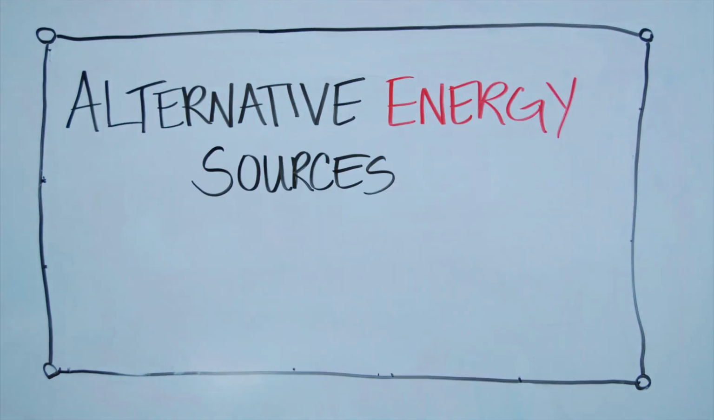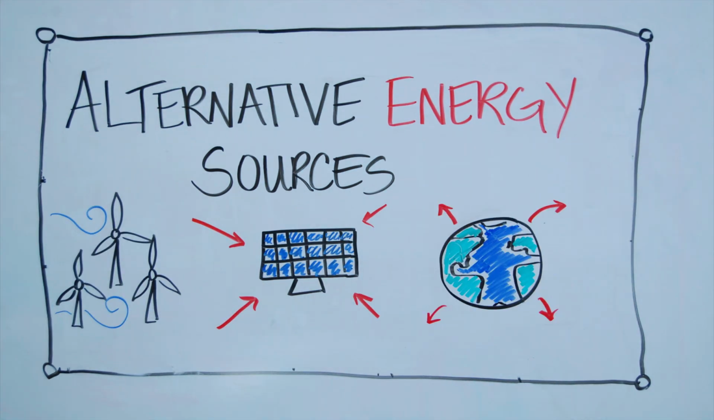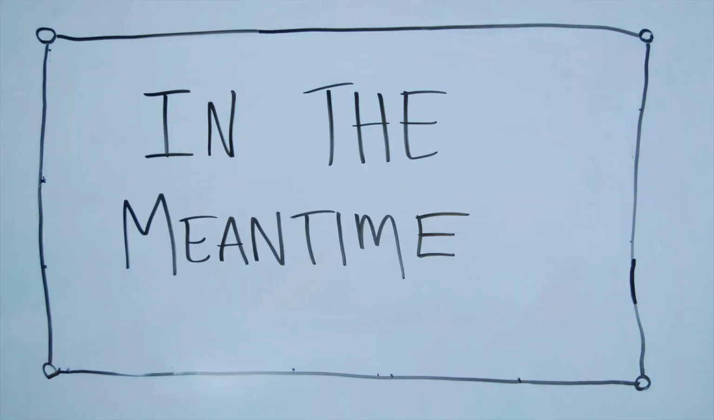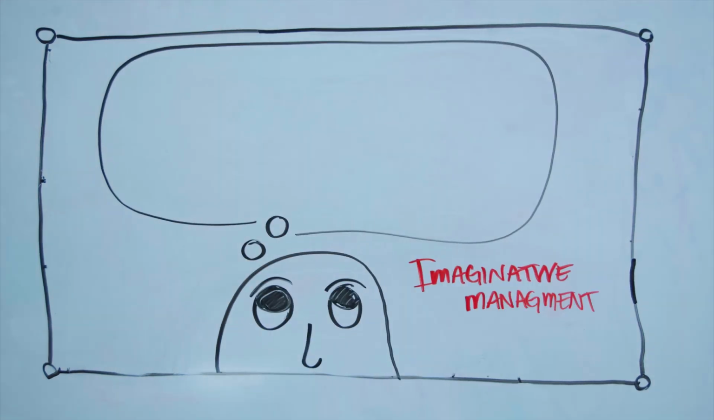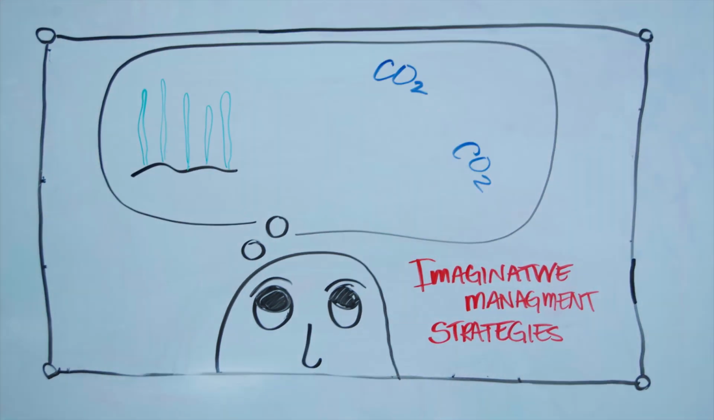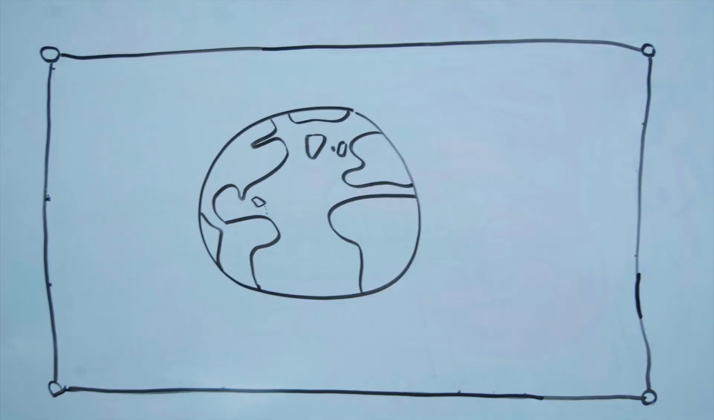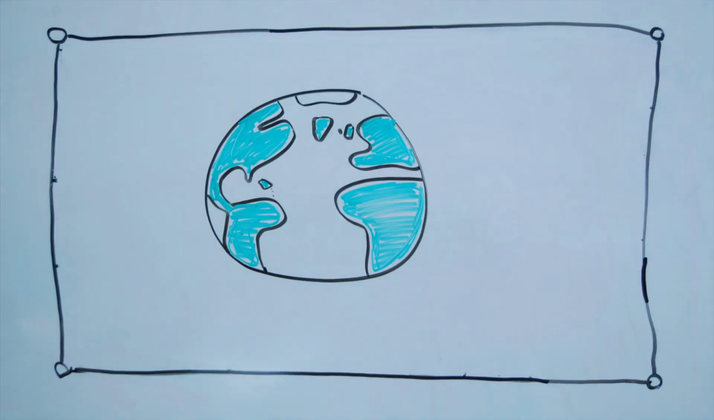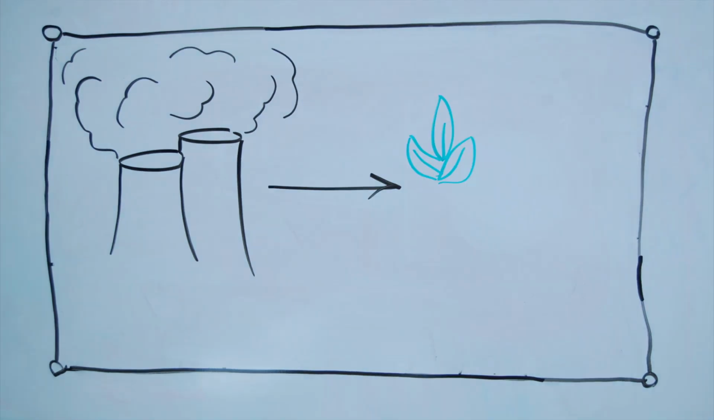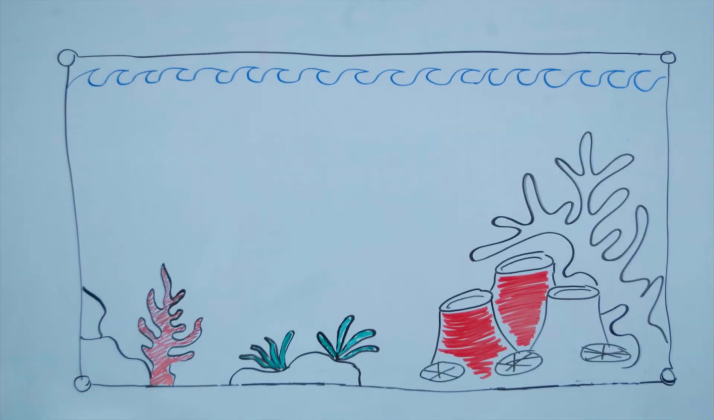Alternative energy sources are available, with popularity and demand for renewable energies such as wind, solar, and geothermal power on the rise. But in the meantime, there are some imaginative management strategies being used to try to mitigate OA's effects, such as planting eelgrass beds to act as a carbon sink and lower carbon dioxide concentrations in the ocean. Ocean acidification is happening across the globe, and what we really need is a shift away from fossil fuel use for a better, healthier, and less acidic ocean for generations to come.